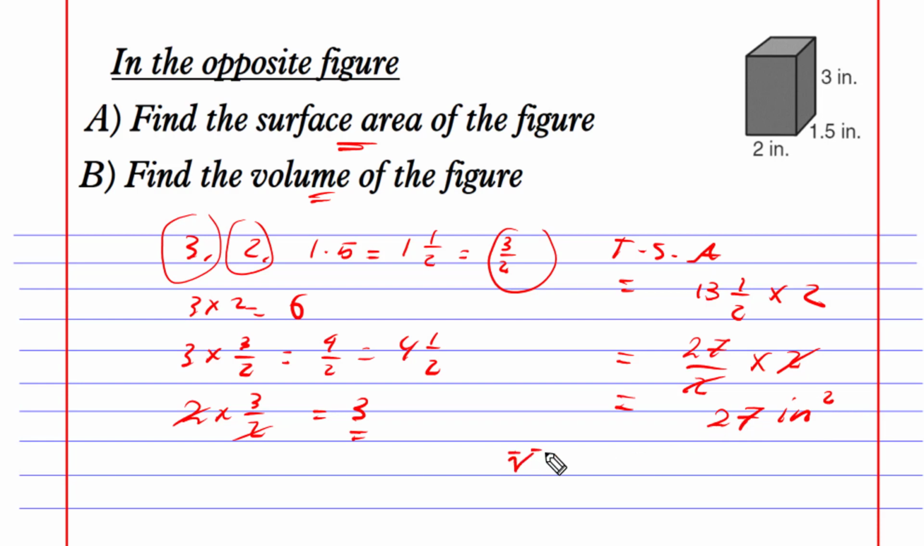To find the volume, just multiply the 3 dimensions. 3 times 2 times 3 over 2. We can simplify. So it will be 3 times 3 equals 9 cubic inch. This is the volume of the rectangular prism.